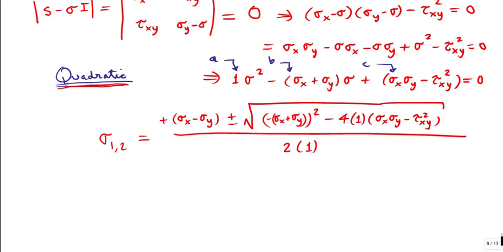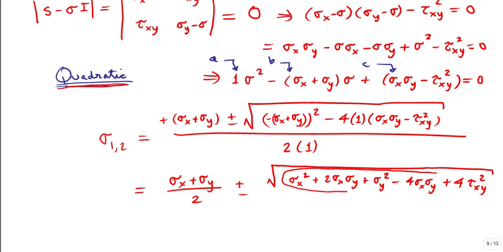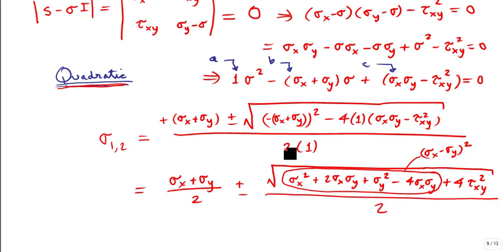To save us a little bit of time, maybe I should do all of the steps or I shouldn't. Let me do one more step in here and then we'll decide about that. I have, of course, sigma x minus sigma, actually this should have been a plus, right? So this is sigma x plus sigma y over this 2, I'm separating that, plus or minus. Okay, we expand this in here, we get sigma x squared plus 2 sigma x sigma y plus sigma y squared minus 4 times sigma x sigma y plus 4 times tau xy squared. All of this happens to be the sigma x minus sigma y squared. And of course, all of this is over 2, which is this 2 over there.